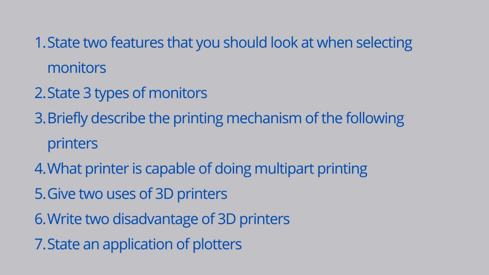Dot matrix: a printing head with tiny pins strikes an ink ribbon and then paper to create characters. We also call this an impact printer. Then inkjet: it sprays tiny ink bubbles through a nozzle onto the paper line by line. And then how laser works.